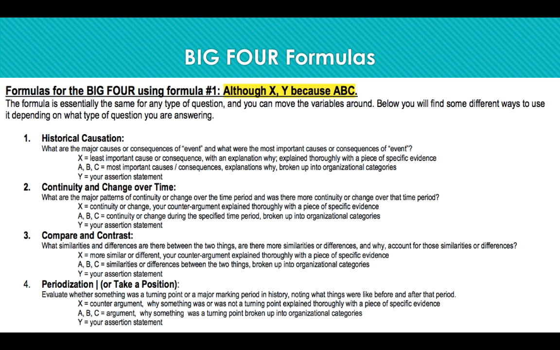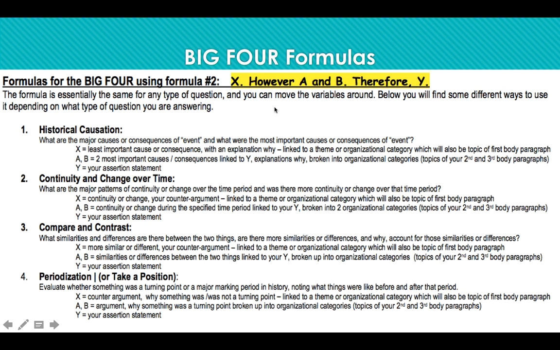So if you're thinking of your big four formulas, you're also going to receive a handout that gives you this information. But this is what it looks like when you're using "Although X, Y, because A, B, C." So if you have a continuity and change over time question, X would be your counter argument, A, B, C is the specific time period broken up into organizational categories, and Y is your actual argument. Same here with the big four formula: X, however A and B, therefore Y.